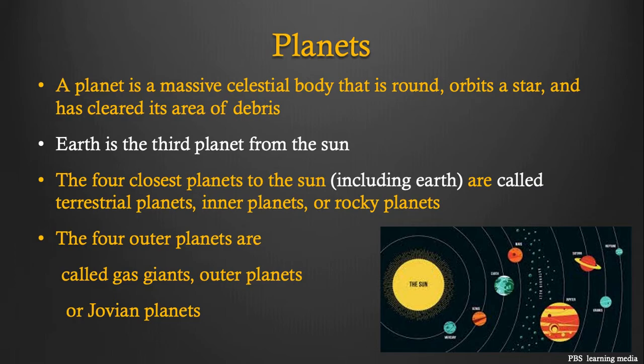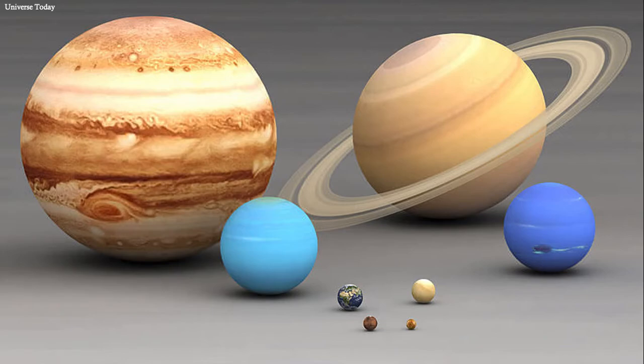So what is a planet? A planet is a massive celestial body that is round, orbits a star, and has cleared its area of debris. Earth is the third planet from the sun. The 4 closest planets to the sun, including Earth, are called terrestrial planets or inner planets or rocky planets. The 4 outer planets are called gas giants, the outer planets, or the Jovian planets. And the gas giants are way bigger than the terrestrial planets, which are the 4 smallest planets shown in this comparison.